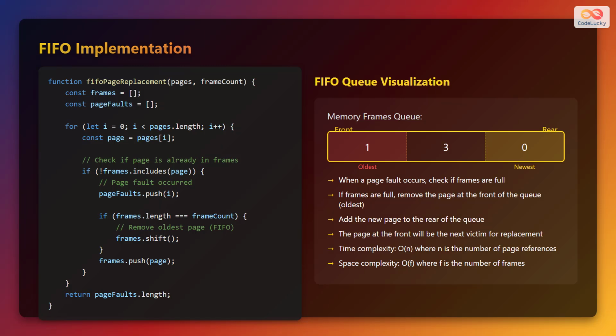Now let's visualize a FIFO queue. The queue contains the pages 1, 3, and 0. In the visualization, we can see that, when a page fault occurs, we check if the frames are full. If the frames are full, we remove the page at the front of the queue, which is the oldest page. Then the new page is added to the rear of the queue. The page at the front will be the next victim for replacement. Time complexity of the FIFO algorithm is order of n, where n is the number of page references. And space complexity is order of f, where f is the number of frames.